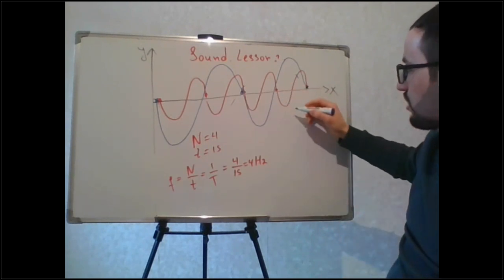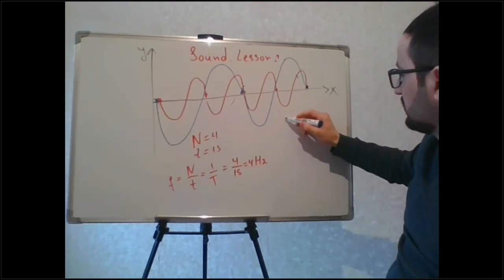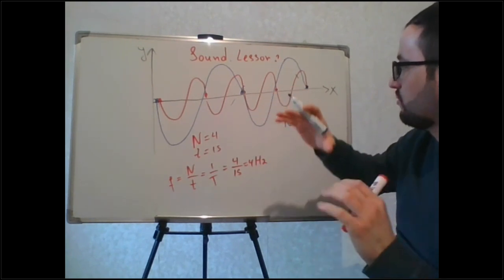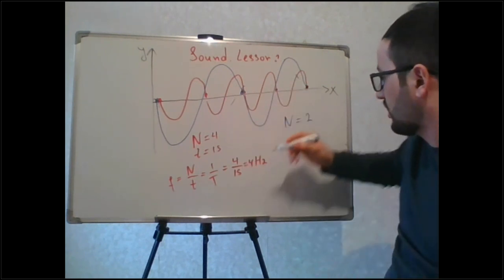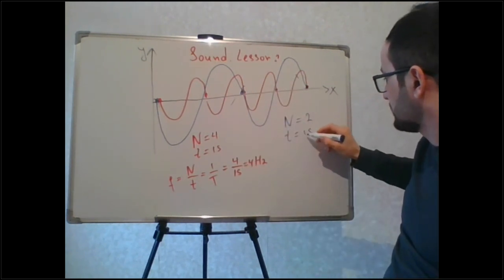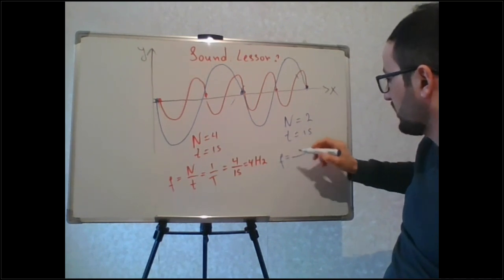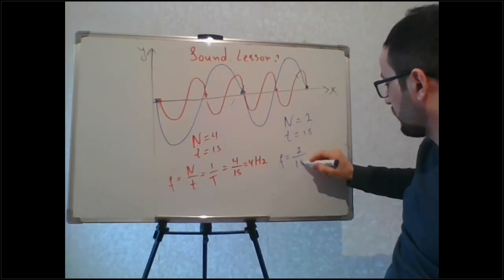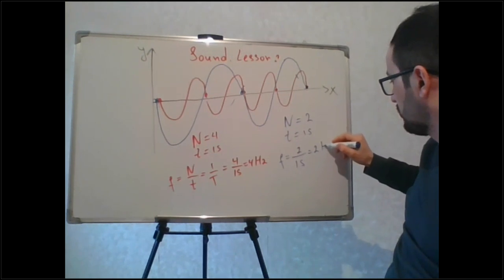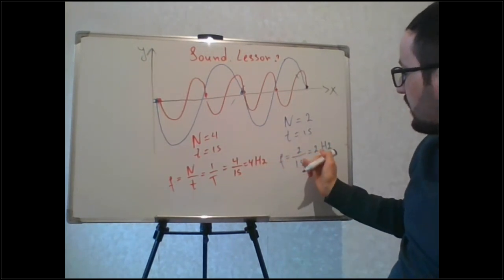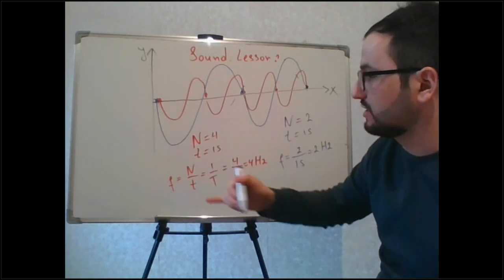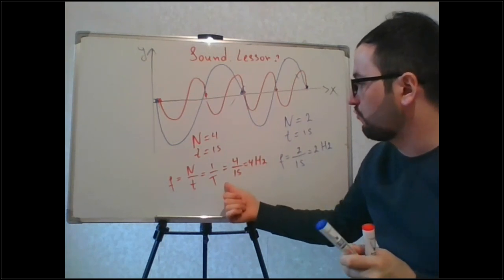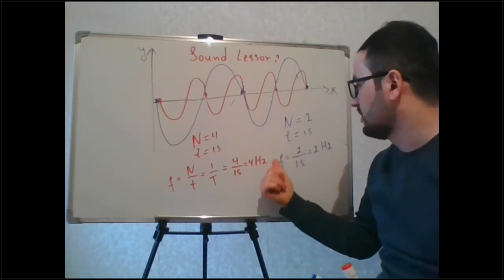What about blue color? For blue color, how many waves do we have? So n equals 2. We took same time, as they occurred at the same time. So time equals, again, 1 second, and frequency equals n over t. So what's n? 2 divided by 1 second, so it is 2 hertz. So you see that for blue color, its frequency is less compared with red color. And do you remember we told that more frequency means more pitch? So it means that pitch of red color is more compared with blue color.